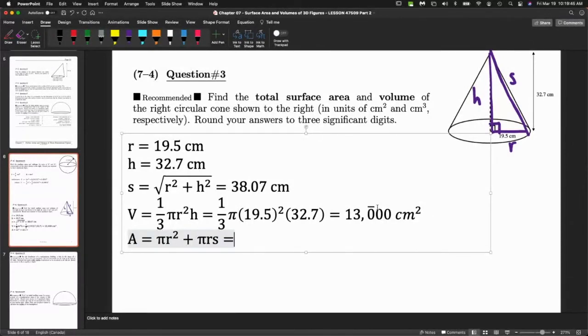Okay, so anybody calculate the surface area yet? Anybody have the surface area there? So we have pi r squared plus pi r s. S is 38.07. Let me know in the chat there. Anybody have a surface area?